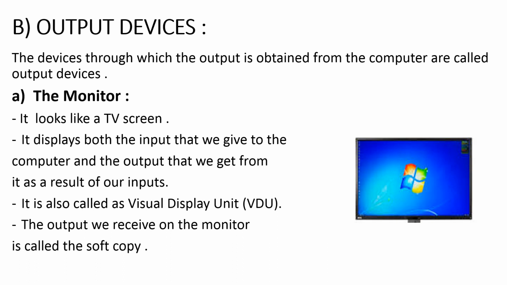The output that we receive on the computer is called soft copy. Since we can't hold that output in our hands, that's why the output that we receive on the monitor screen is called soft copy.